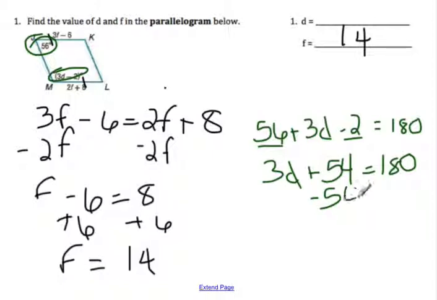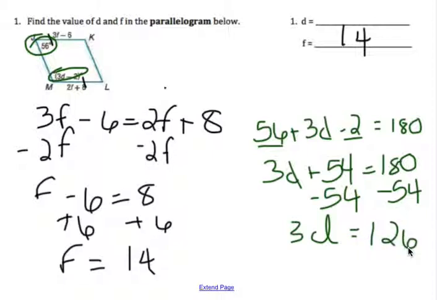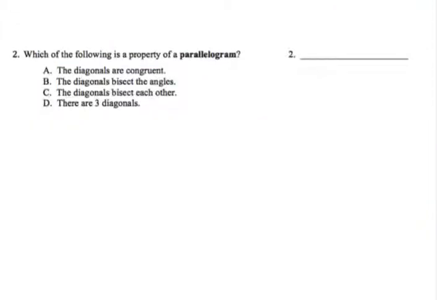So I want to get that 54 to the other side, so I'm going to subtract 54 from both sides. And then I get that 3d is equal to 180 minus 54, which is going to give me 126. Now that 3 is being multiplied by the d, so to get it over to the other side, I need to divide both sides by 3. When you divide both sides by 3, you end up getting 42. Now here we're talking about a degree measure, so I want to make sure I put the degree symbol there. Next, let's take a look at number 2.